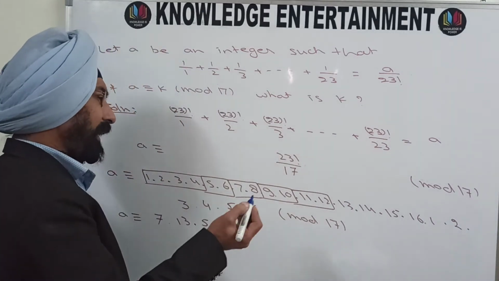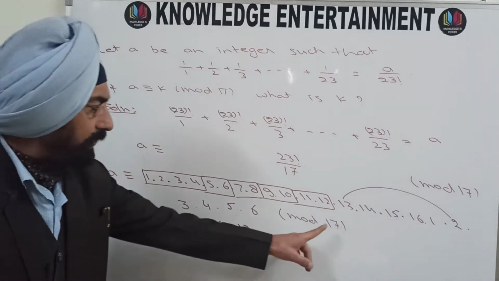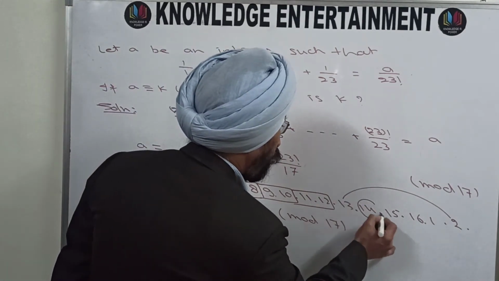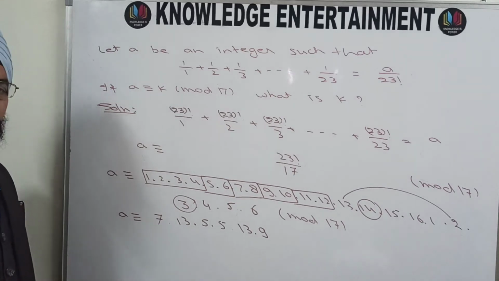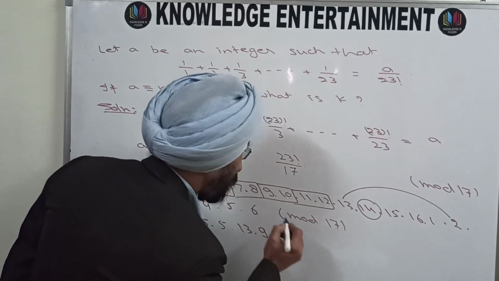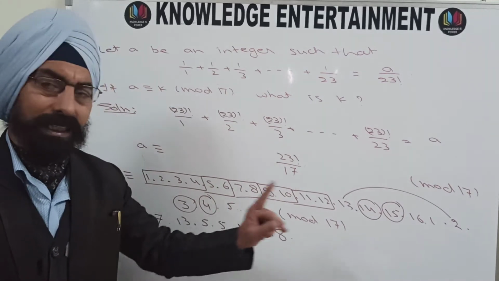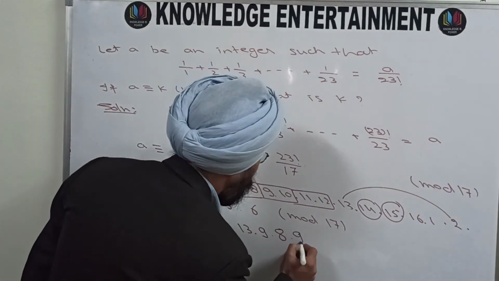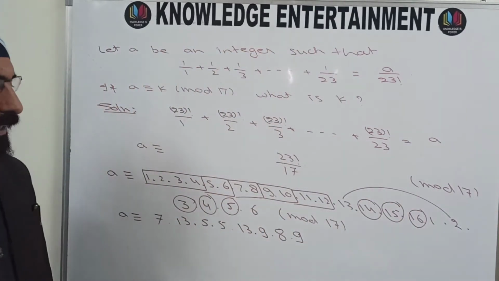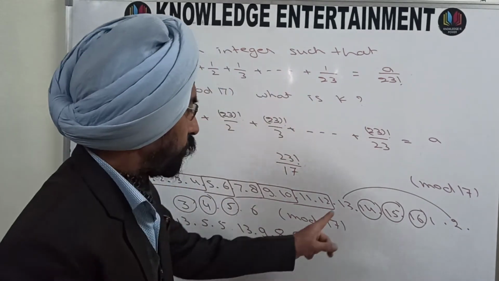Now I am going the other way. 13 into 2, 26 divided by 17 will give you remainder 9. 14 into 3, 42, divided by 17 will give you remainder 8. 15 into 4, 60, divided by 17 will give you remainder 9. 16 into 5, 80, divided by 17 will give you remainder 12. So these terms are covered.